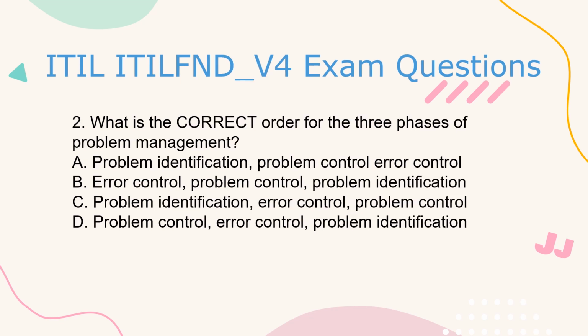2. What is the correct order for the 3 phases of problem management? A. Problem identification, problem control, error control. B. Error control, problem identification. C. Problem identification, error control, problem control. D. Problem control, error control, problem identification.